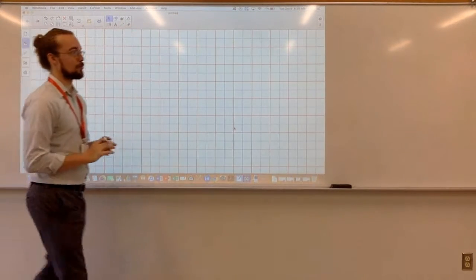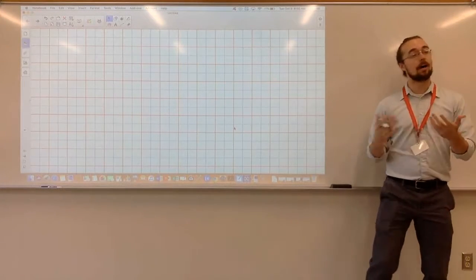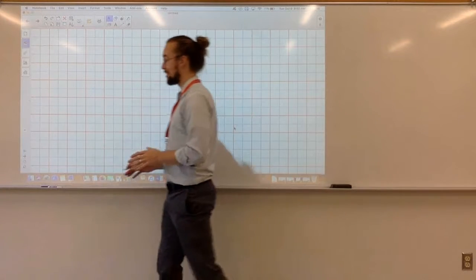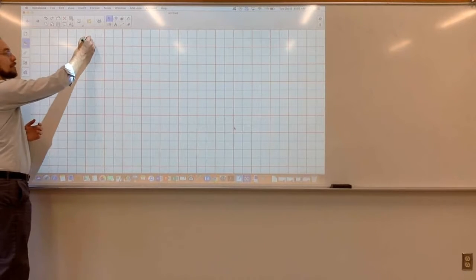Today we're going to start taking a look at derivatives of trig functions. To do that, the first thing we want to do is just graph sine. So what does the graph of our sine function look like?